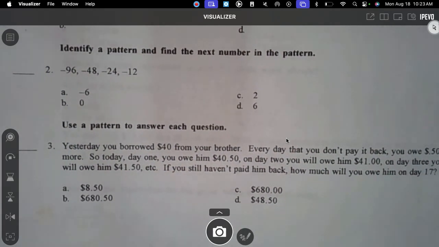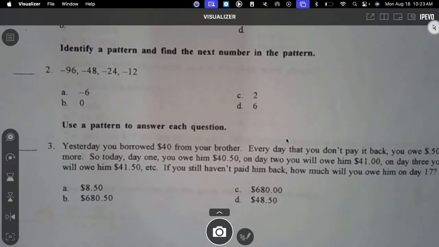So, for your pattern, what you need to do is see if you're adding, subtracting, multiplying, or dividing. It's going to be one of those 4 things. Sometimes it's easier to work backwards. What do you think you're doing from 96 to 48? Dividing by 2. And I would just check in my calculator.